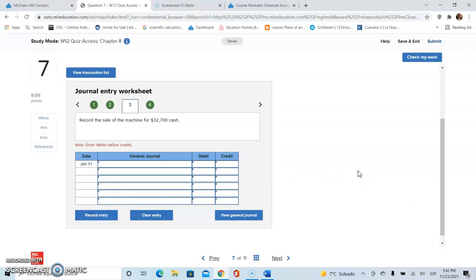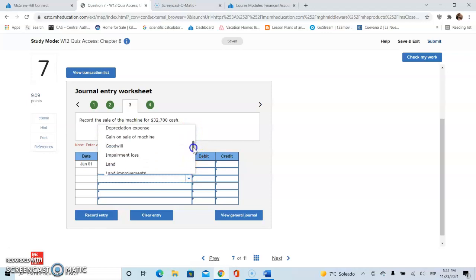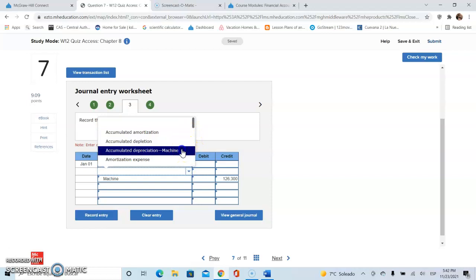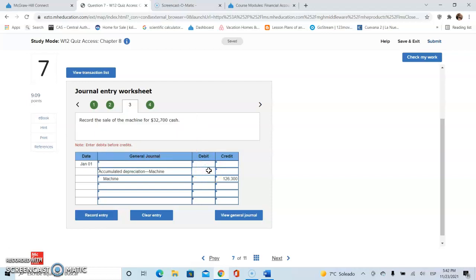The operation number 3 says the company sold the machine for $32,700. So remember, we first have to eliminate the asset account, in this case machine, for the original value, which is $126,300, and we also debit accumulated depreciation for the original value, which is $93,600. So the amount of cash that we receive is $32,700. So we record this entry.